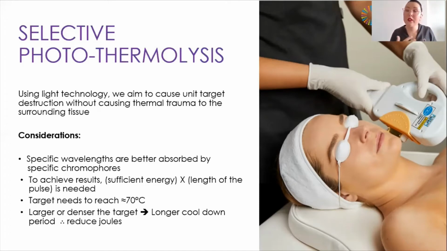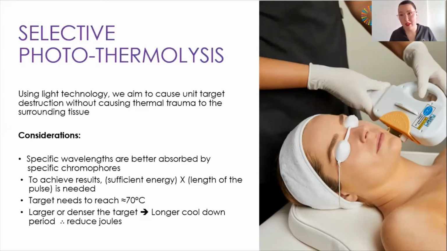So what variants do we have of this? What considerations do we have to take? Number one, different wavelengths are absorbed by different chromophores. An acne wavelength is not going to target our collagen and elastin. So it's really important that we're choosing the right wavelength. We need the right energy versus the length of pulse.